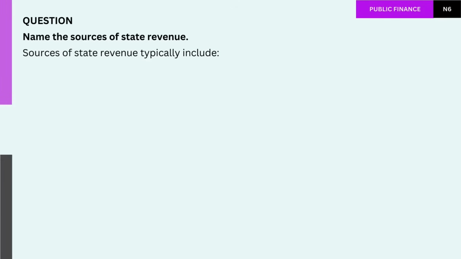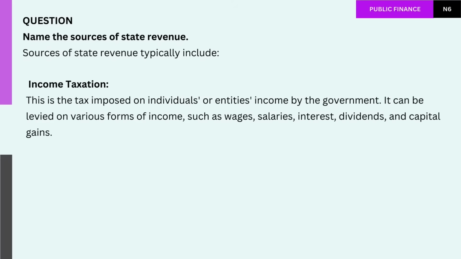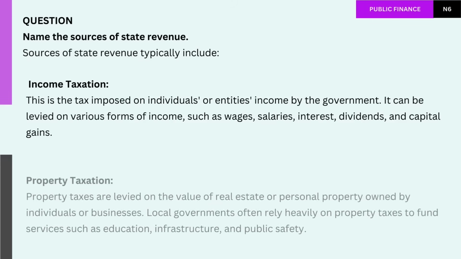Question: name the sources of state revenue. Sources of state revenue typically include: 1. Income taxation. This is the tax imposed on individuals' or entities' income by the government. It can be levied on various forms of income, such as wages, salaries, interest, dividends, and capital gains.